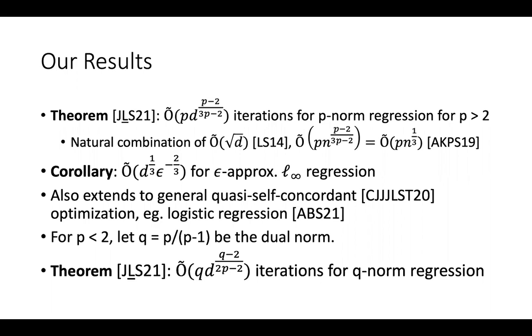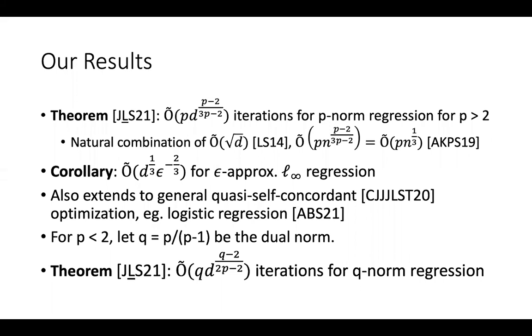polynomial dependence on epsilon, d to the 1/3 over epsilon to the 2/3. This is for approximate L infinity regression. Additionally, our results should extend to general quasi-self-concordant optimization, for example, logistic regression, and this will follow from some work of ABS.